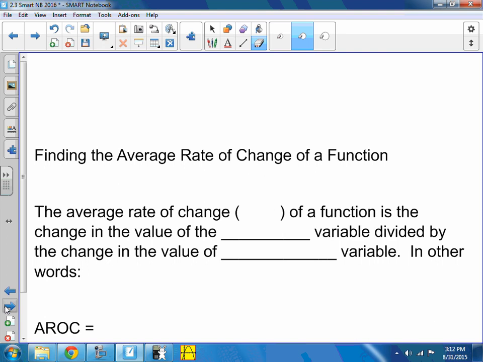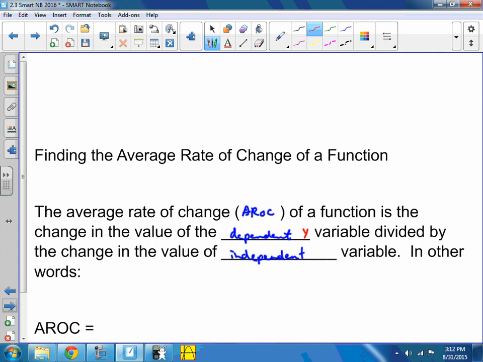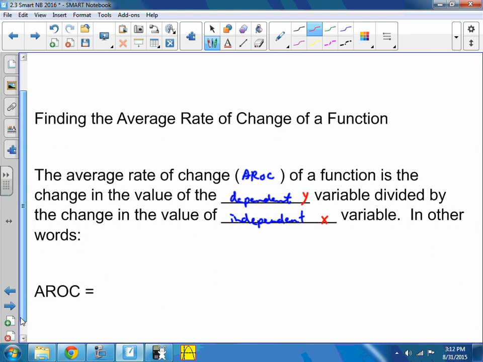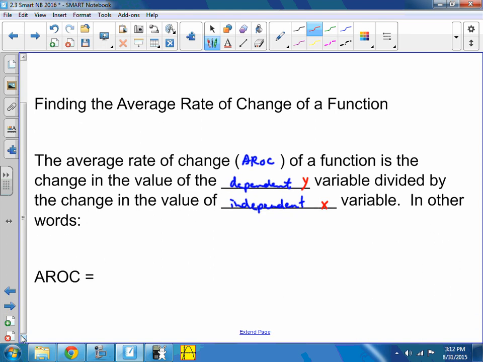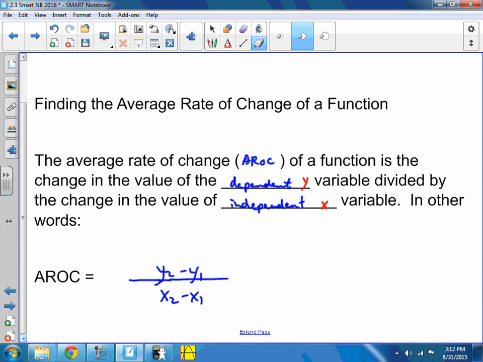Average rate of change, also known as AROC, of a function is the change in the value of the dependent variable divided by the change in the value of the independent variable. This is just another way of saying y, and this is just another way of saying x. In other words, your AROC, your average rate of change, is given by the formula y2 minus y1 over x2 minus x1.